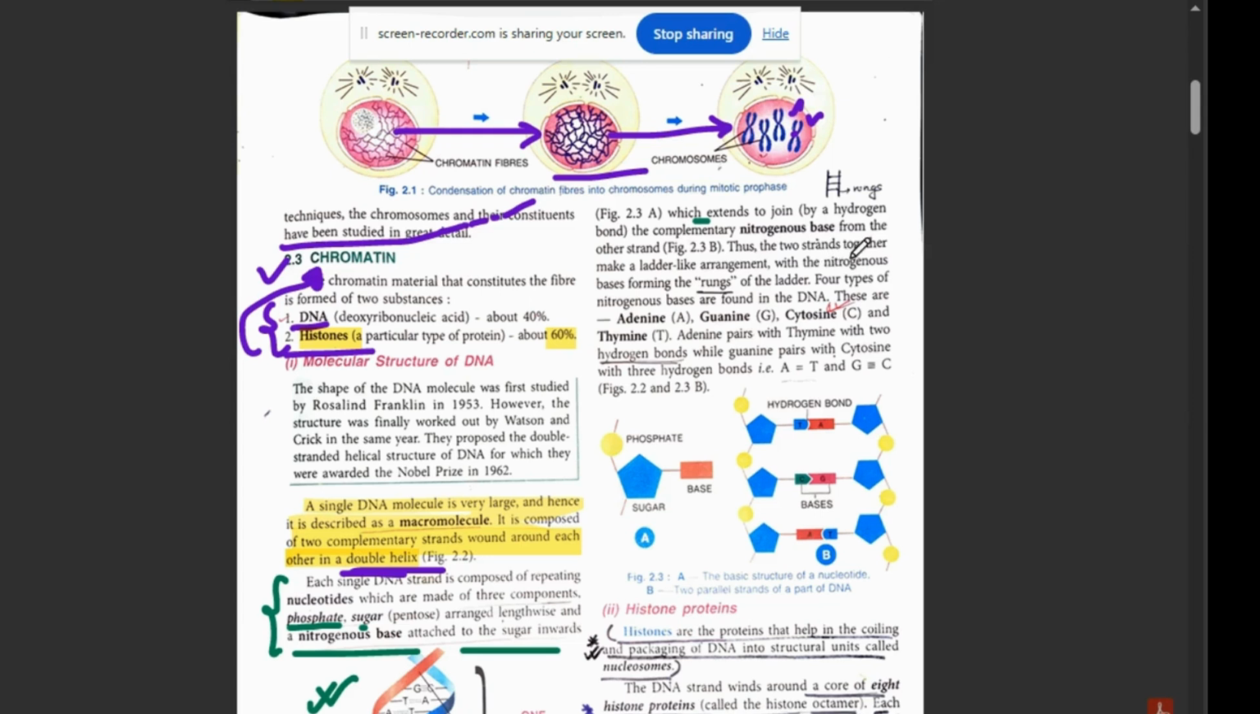Thus, the 2 strands together make a ladder-like arrangement with the nitrogenous bases forming rungs of the ladder. Rungs. What is the meaning of rungs? I mean, you have seen a ladder, right? The part where we put our foot to get up the stairs are known as rungs. Okay. 4 types of nitrogenous base. Important question. A, G, C, T. Adenine, guanine, cytosine, thymine. Adenine pairs with thymine with 2 hydrogen bonds, while guanine pairs with cytosine with 3 hydrogen bonds.